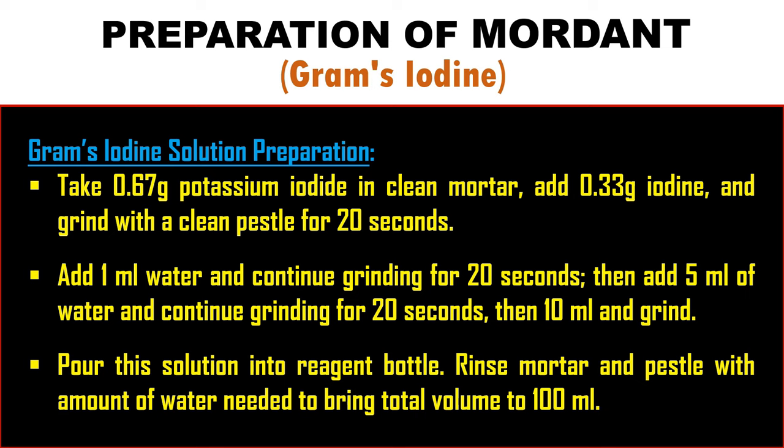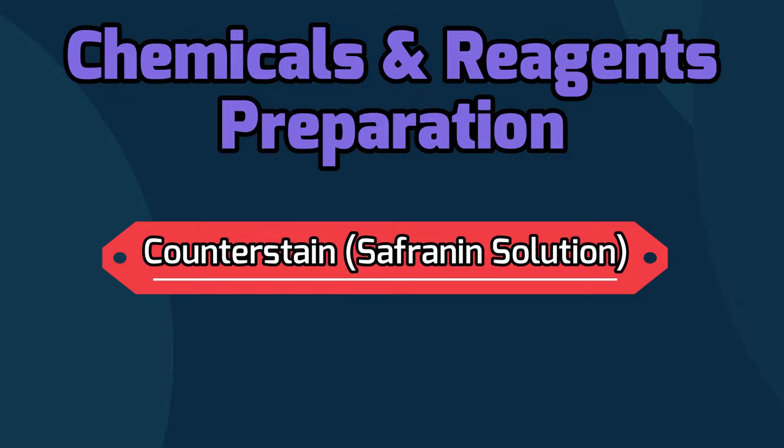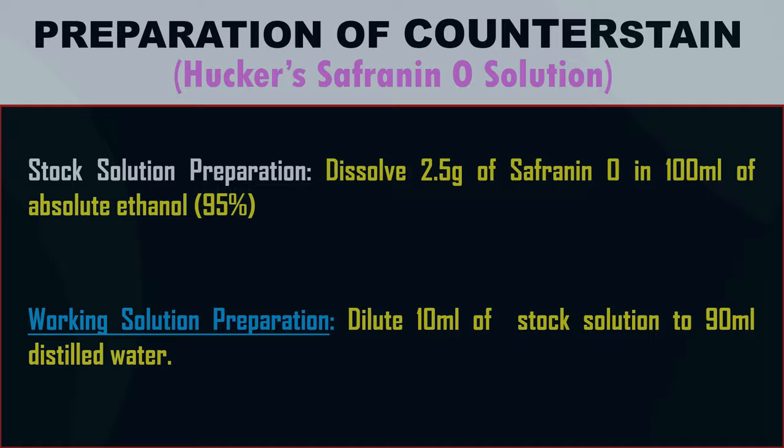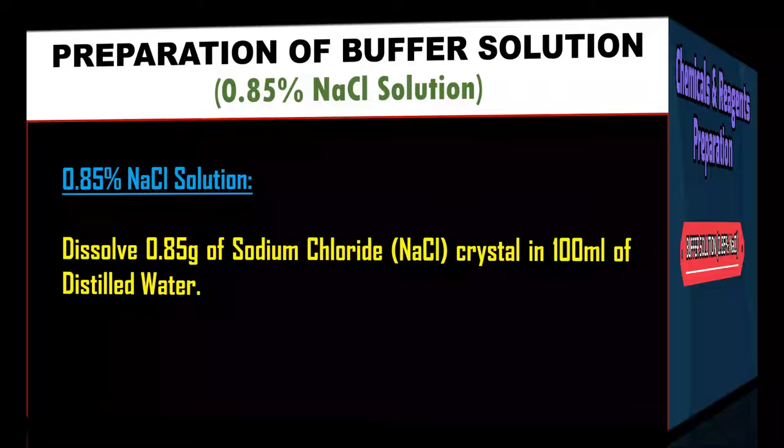For the preparation of counterstain or Hucker's safranin O solution, dissolve 2.5 g of safranin O in 100 ml of absolute ethanol, 95%. Now, dilute 10 ml of the solution to 90 ml distilled water. For the preparation of buffer solution, dissolve 0.85 g of sodium chloride crystal in 100 ml of distilled water.